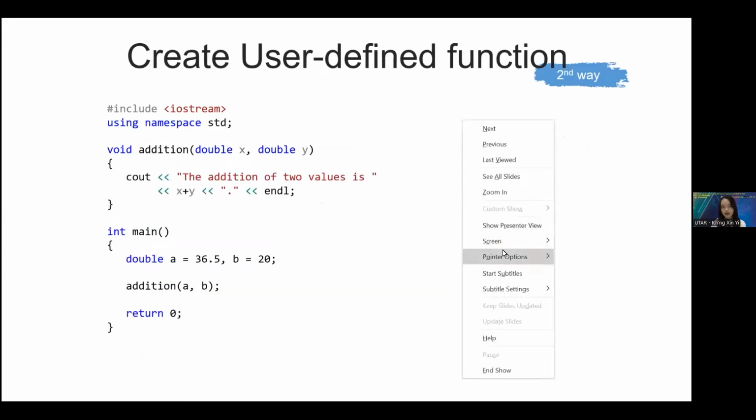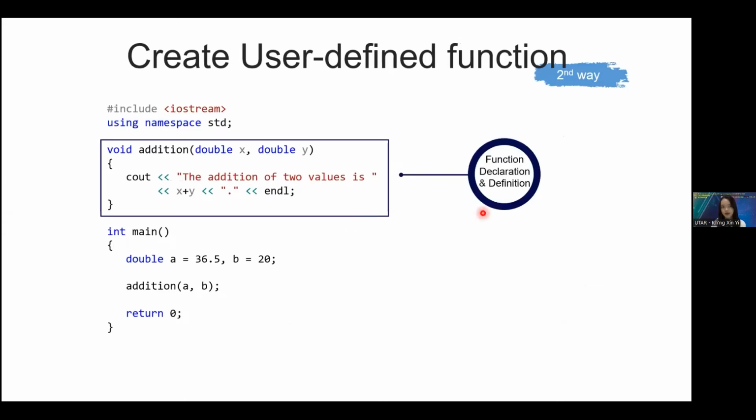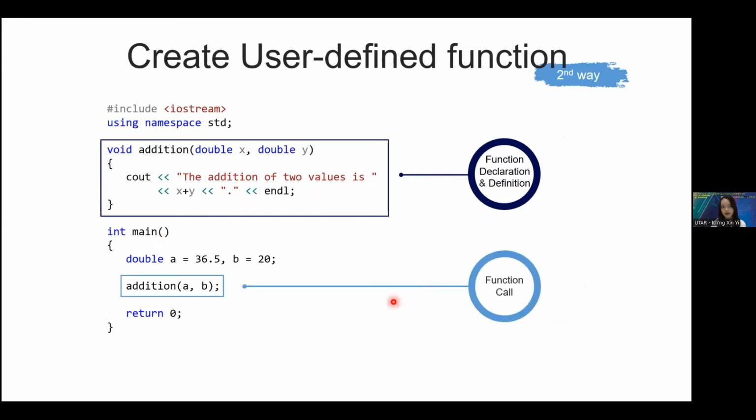Okay, so let me use the pointer here. In this case, you can write a function in another way, where you include the function definition. I move the function definitions before the main function. Then after that, only then you proceed to call the function in the main function.